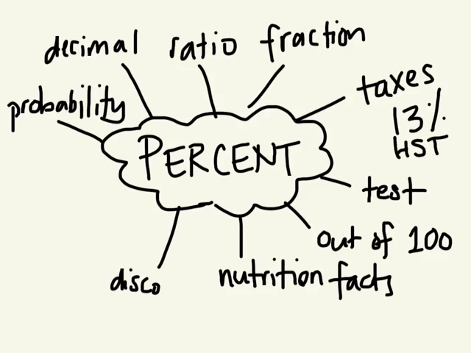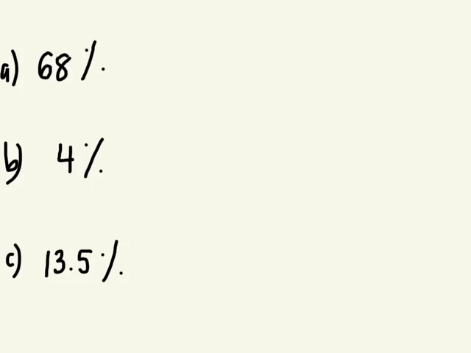Excellent. Discounts, if you have coupons. So that goes with sale price. If something's on sale, you'd calculate the sale price based on a percentage off. Percent into a fraction. Okay, well, it's easy to write it as a fraction because we know that percent is out of 100. So 68% would be 68 out of 100.